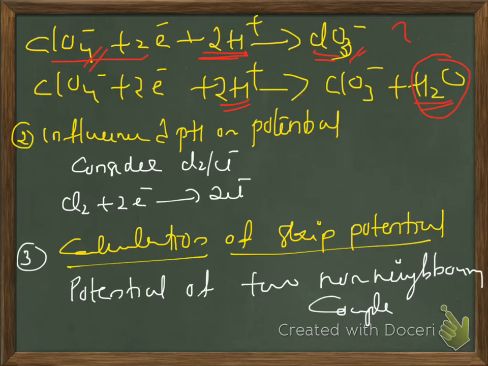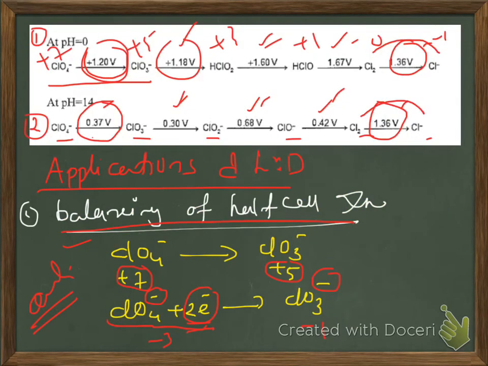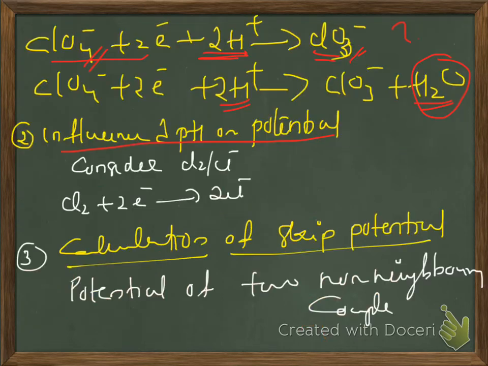Second application, influence of pH on potential. Whether a reduction process is dependent or independent of pH can be predicted from this diagram. As we have seen in the Latimer diagram for chlorine, these two potentials are the same. That means that potential is independent of the medium, but all other potentials are dependent on pH. This is the one which is independent of pH.